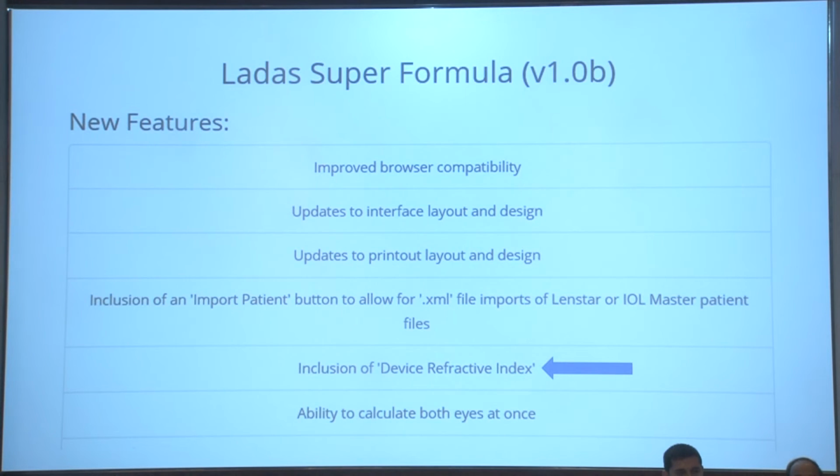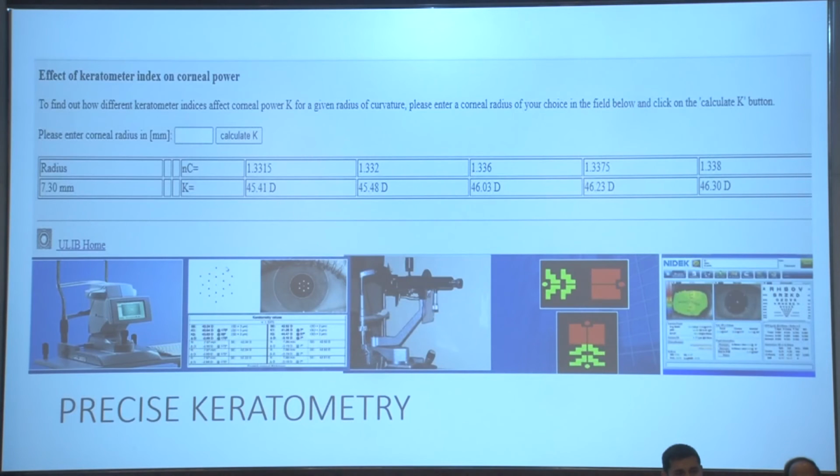Another important part: the next version of LADAS has introduced refractive index inclusion. Device refractive index inclusion is very important. Why? Because our measurement of the cornea is mainly based on corneal curvature, not the actual power that we put in the IOL power calculation. So suppose your corneal curvature is 7.3. One machine considers a refractive index of 1.3375, another machine considers 1.3375 versus 1.3337. Both are giving different powers. So this has been taken care of by the LADAS formula.